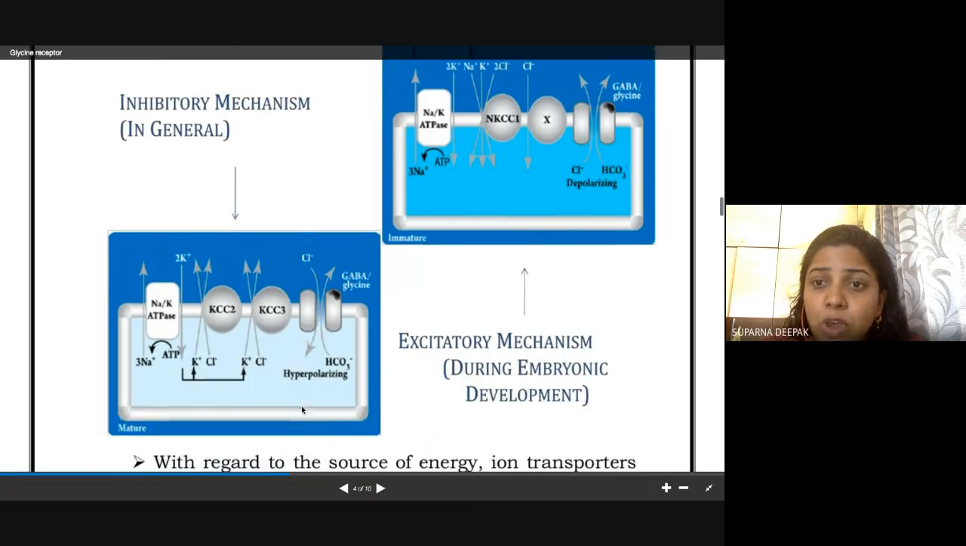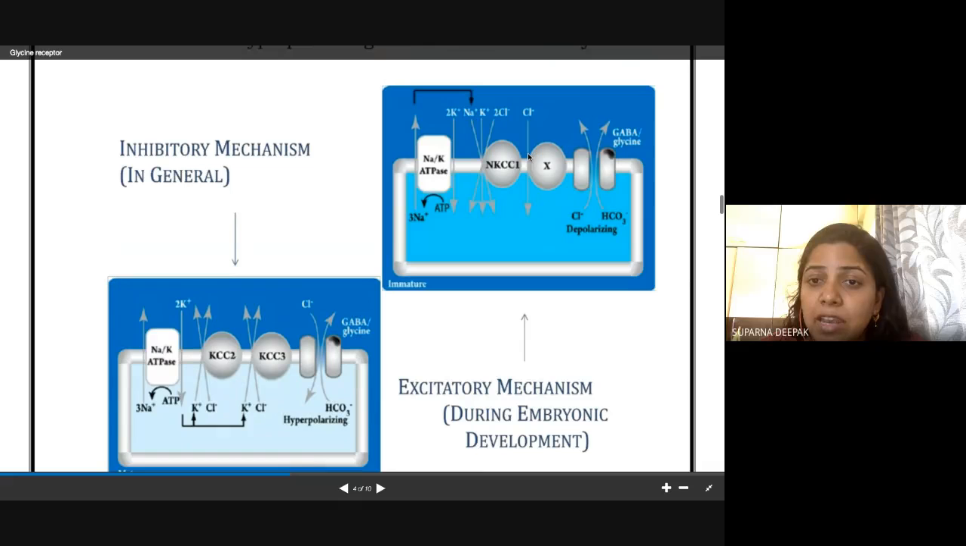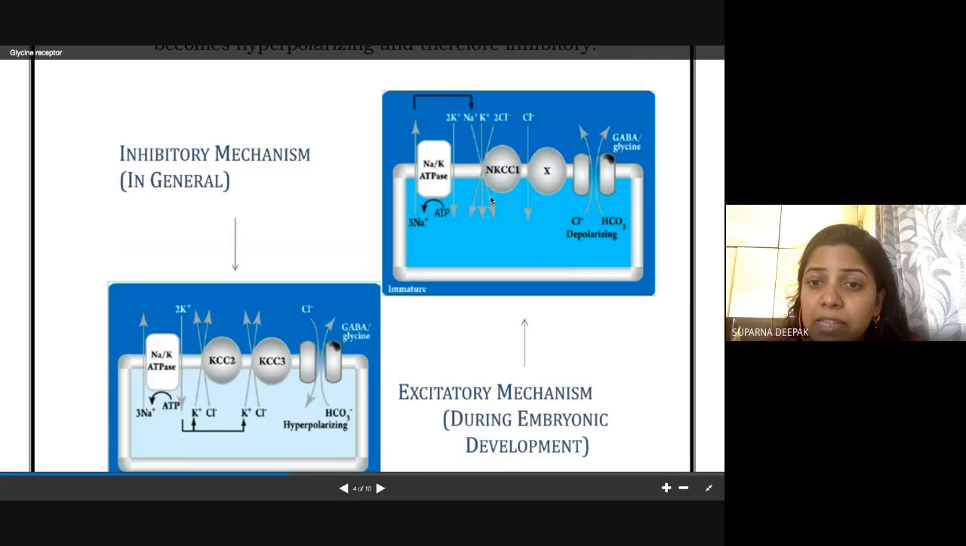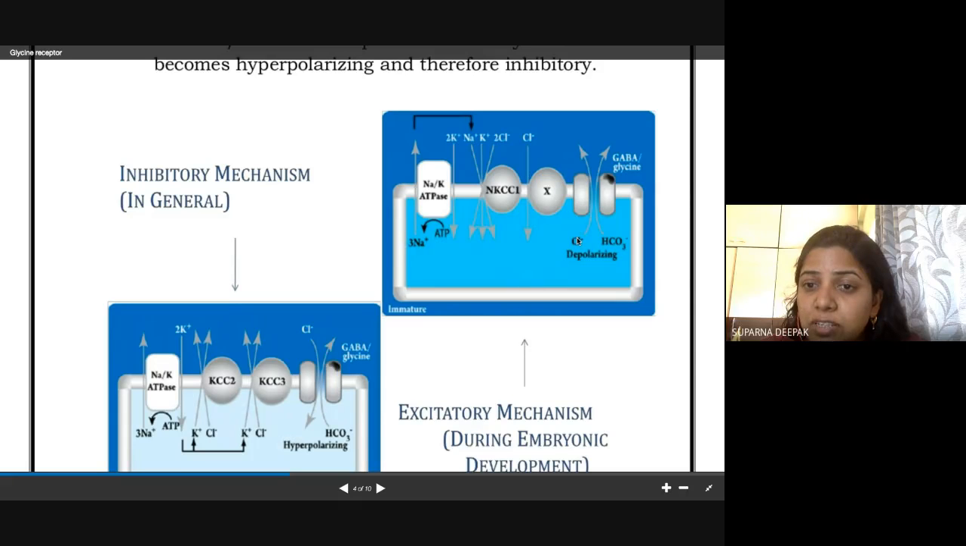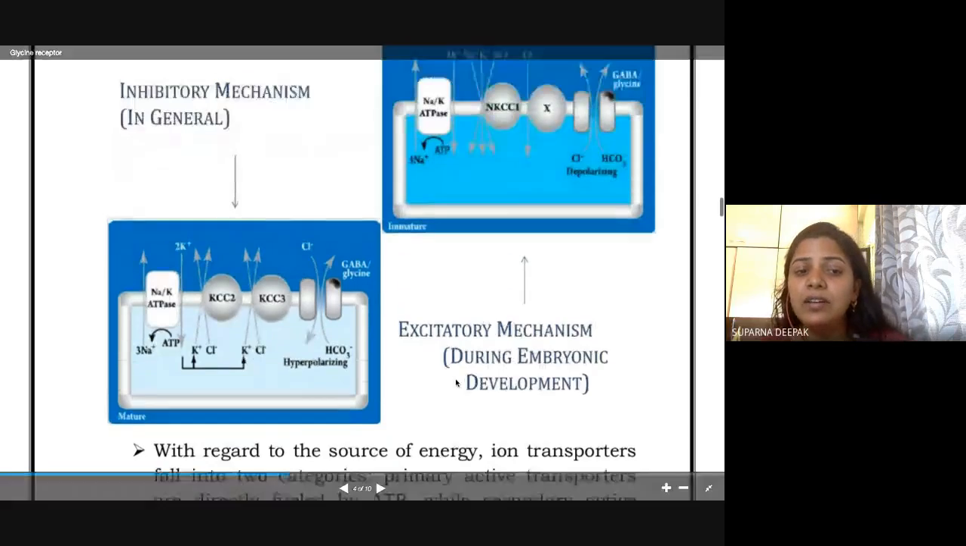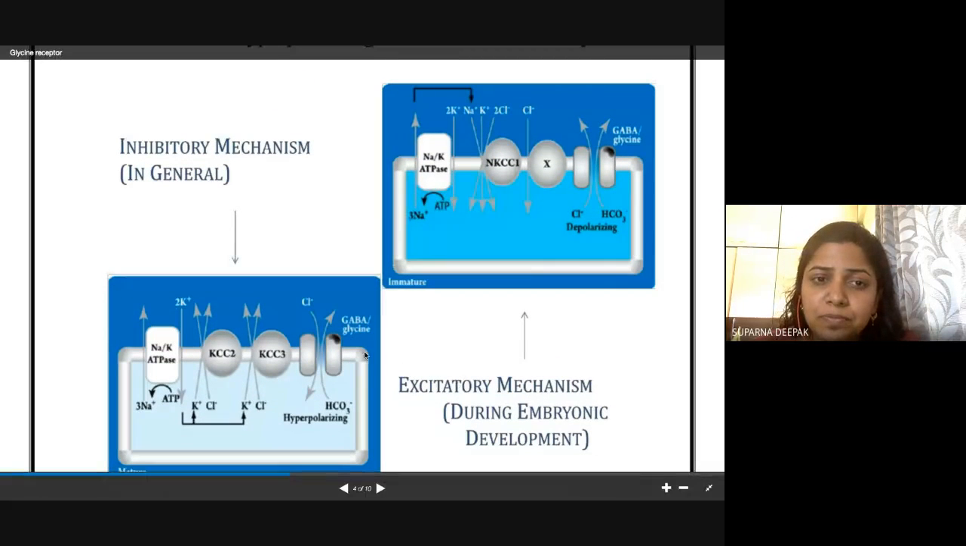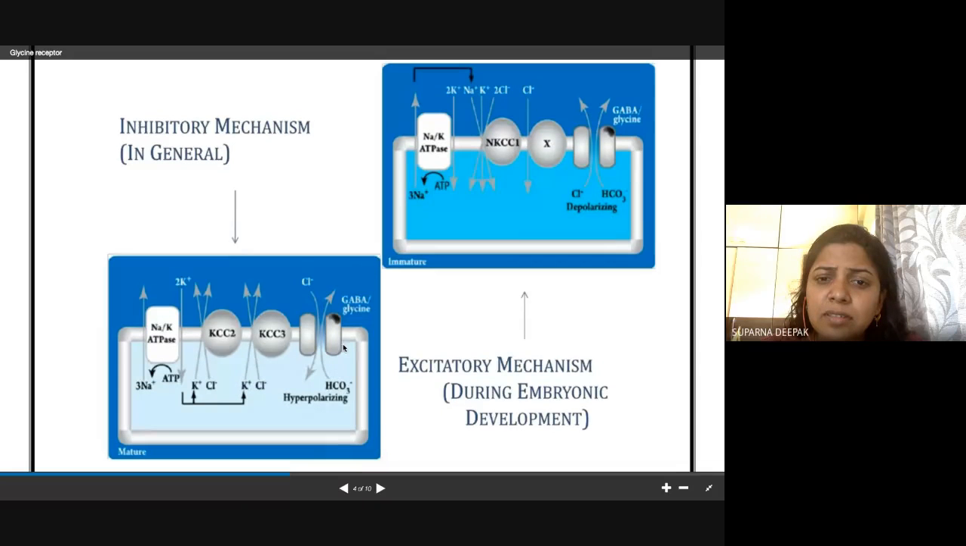So what happens is the concentration of chloride ions is more outside the cell in mature cells, whereas in immature cells the chloride ions are more inside the cell. So when these chloride ion channels open up because of the action of glycine, chloride ions move inside in mature cells, causing hyperpolarization, whereas in immature cells they move outside, causing depolarization. Yes, everyone, is this very much clear to you? Understood what is happening?